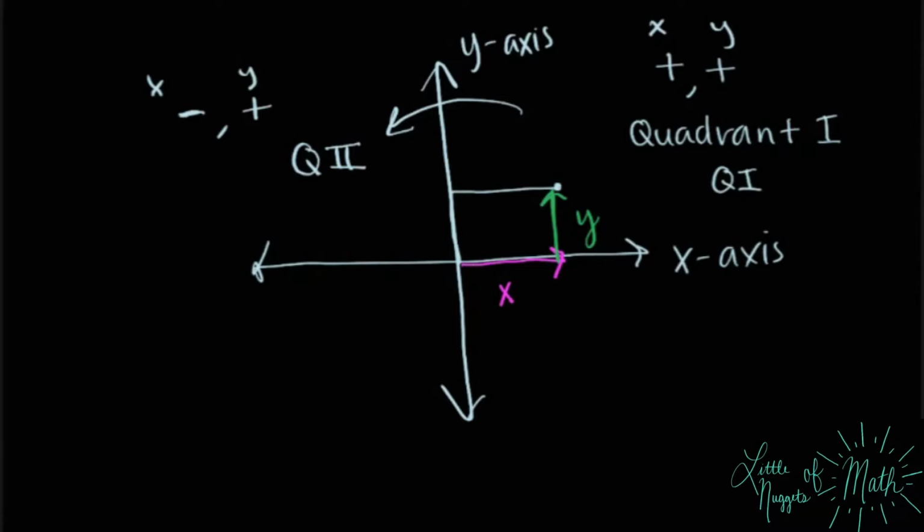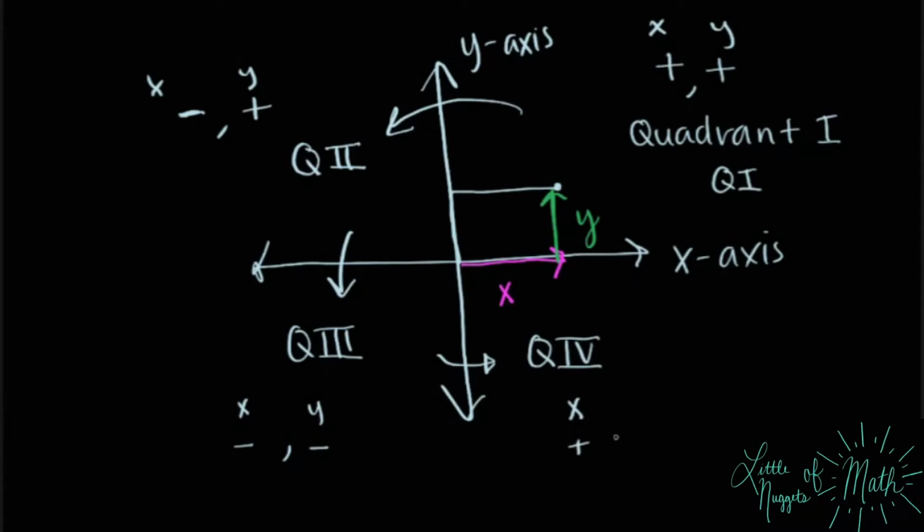Going to the next quadrant, quadrant 3, where the x is negative and the y is negative. And finally, we have quadrant 4, where the x is positive and the y is negative.